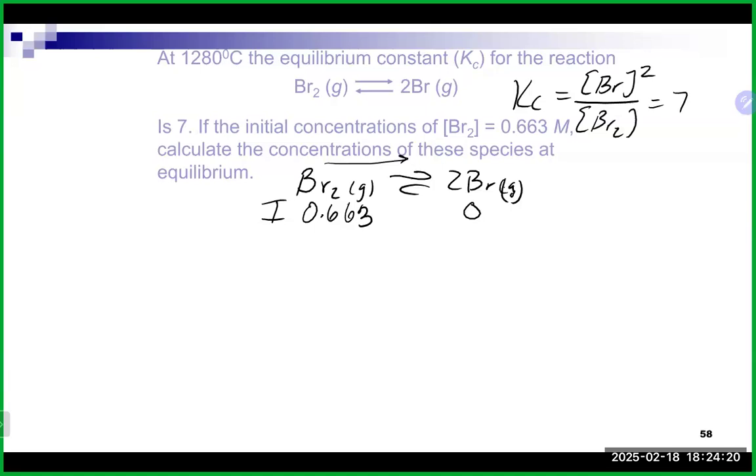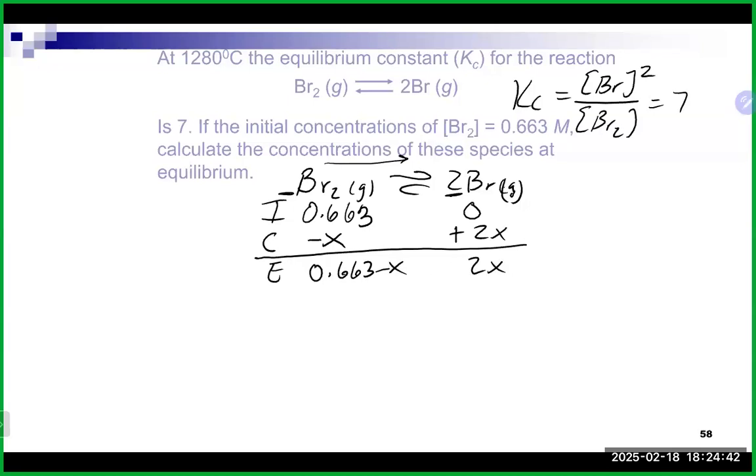That's going to tell us that our minuses in this case should be on the left, and our pluses should be on the right. So that is the change part. That's a minus x because the coefficient is 1. That is a plus 2x because the coefficient is 2. That's going to bring us to our equilibrium, which is 0.663 minus x and 2x. First off, any questions on the table here?